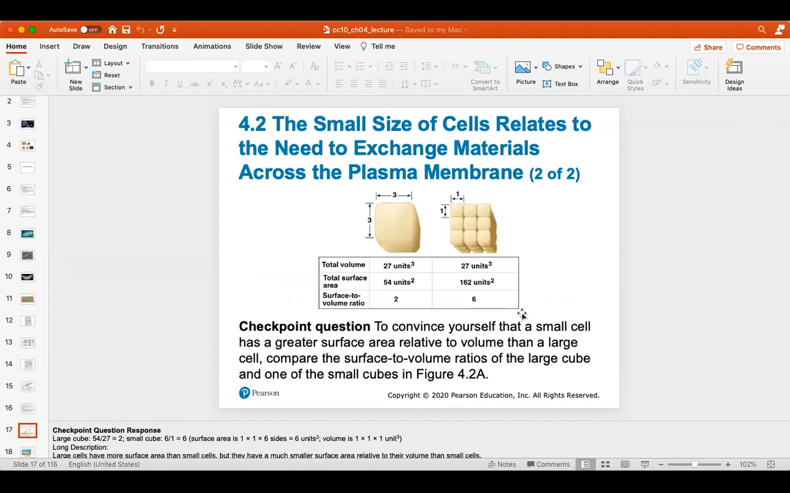To convince yourself that a small cell has a greater surface area relative to volume than a large cell, compare the surface to volume ratios of the large cube on the left and the smaller cubes on the right. So the total volume is the same between one large cube and about 27 smaller cubes making it up. The total surface to volume ratio is a lot smaller in the one large cube versus the many, many smaller tiny cubes. So the surface to volume ratio is about 6 times that with the many smaller cubes.